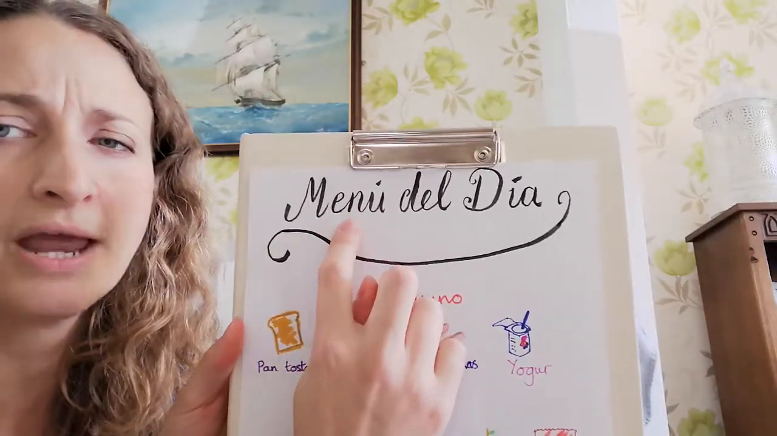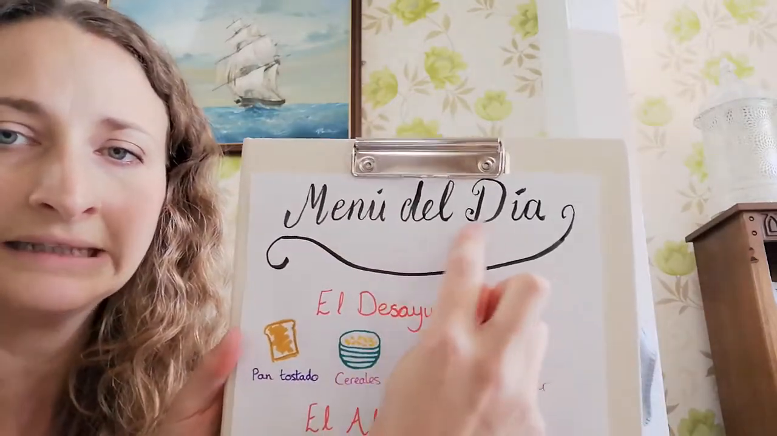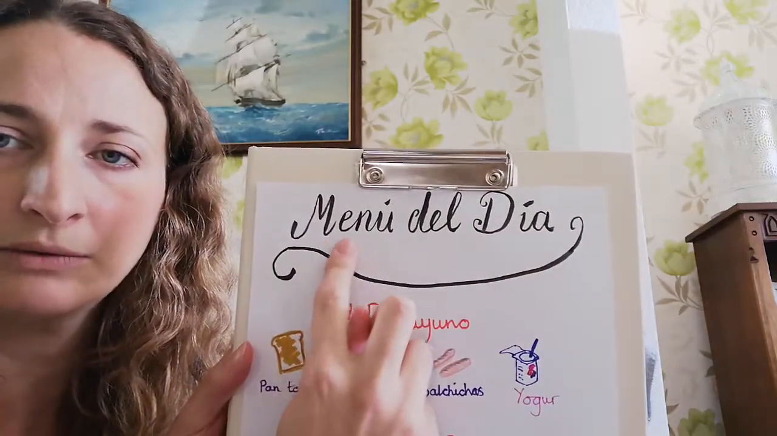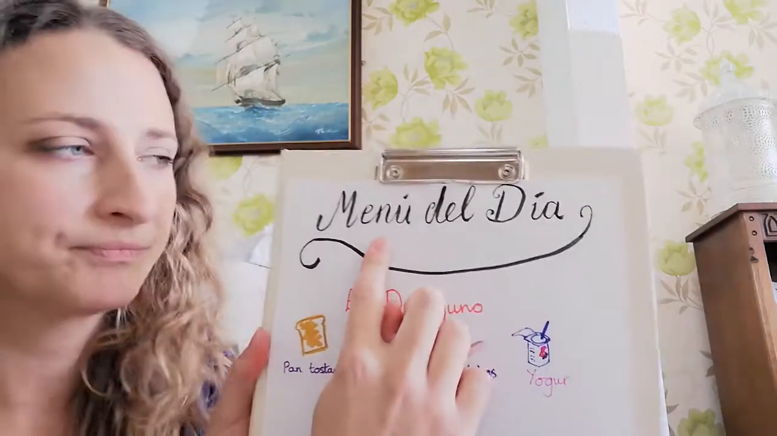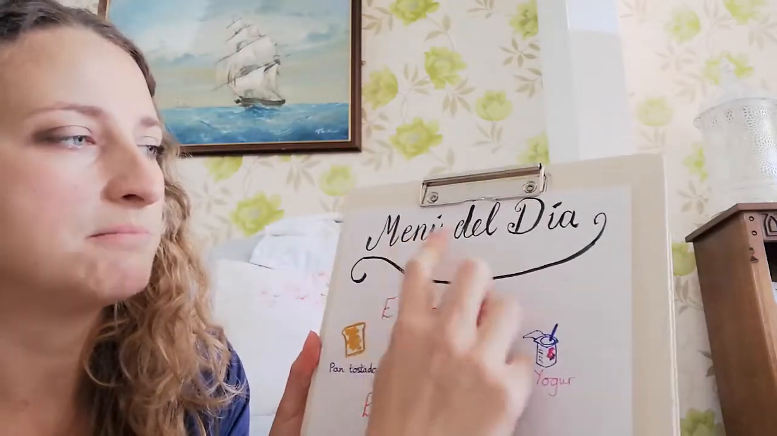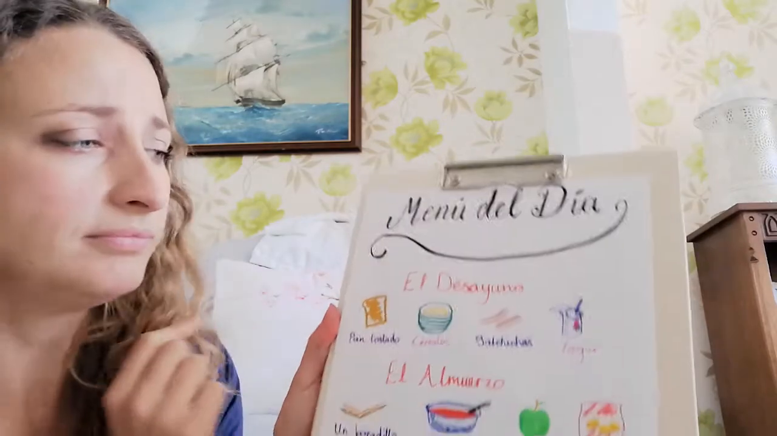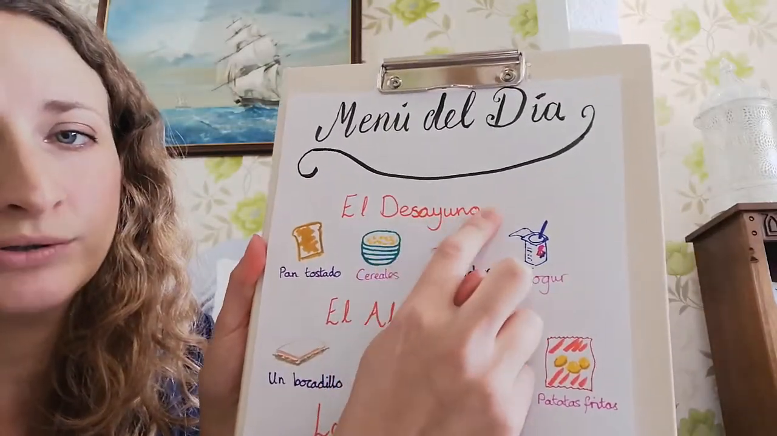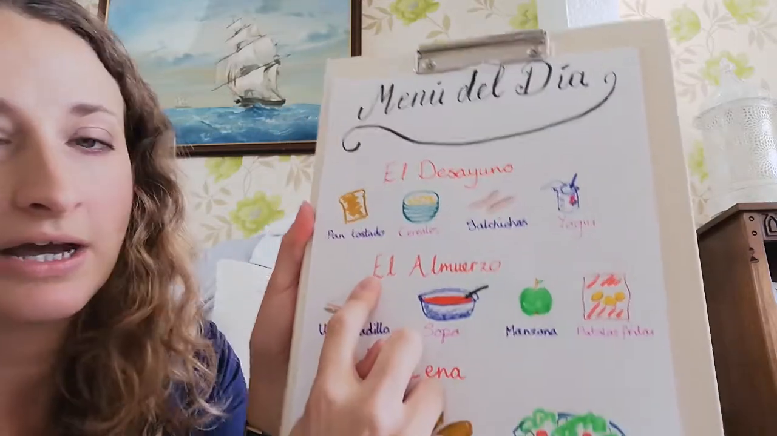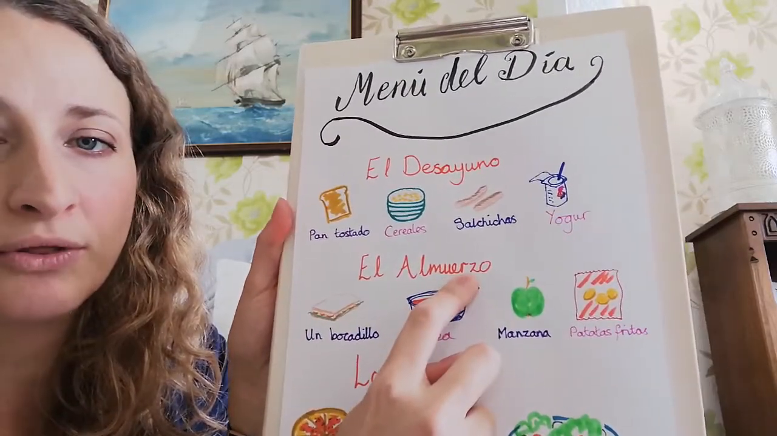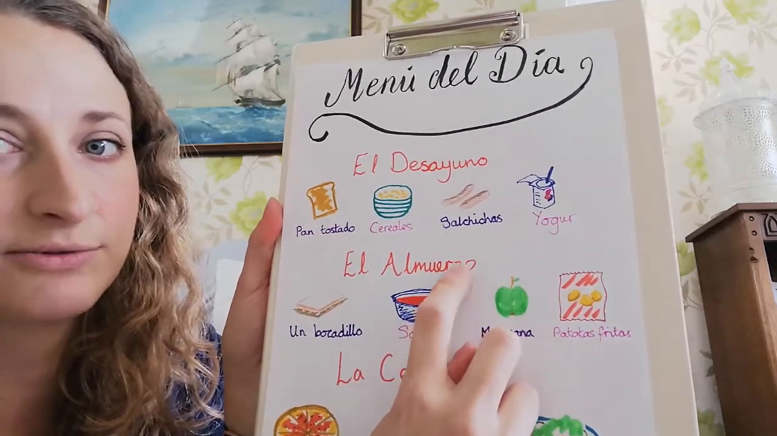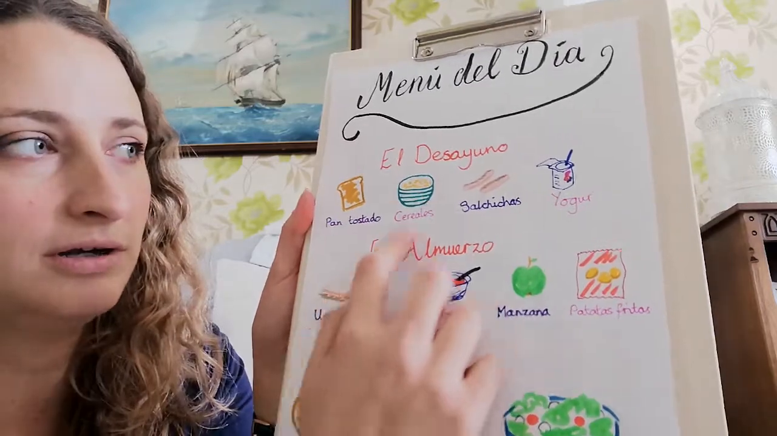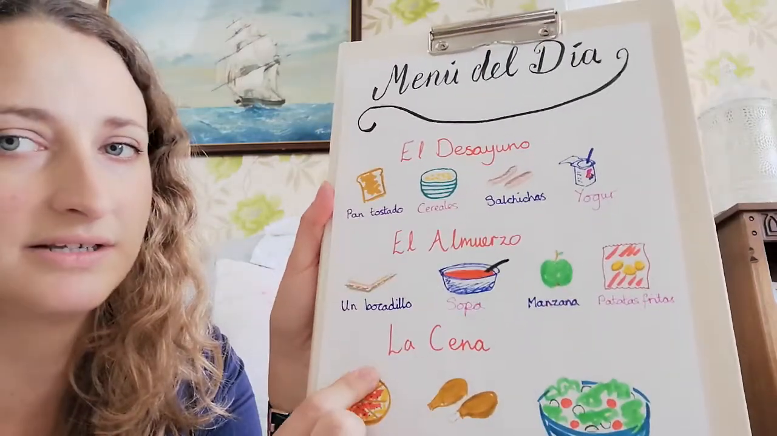And then what your heading should be is this: Menú del día. As you can see, I've also been practicing my calligraphy. It's a bit wibbly wobbly, but I'm practicing still. So that means menu of the day. And then words that you might find useful: el desayuno, so breakfast; el almuerzo, again that tricky Z, which is a th; and la cena. So we've got breakfast, lunch, and dinner.